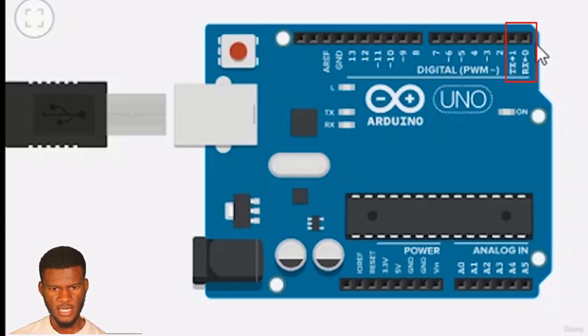At the top here, you see 0 and 1. This is for RX and TX. RX and TX simply stand for receiving and transmitting. So the RX and TX pins are for transmitting and receiving data. You will notice sometimes when we're uploading our code, the RX and TX LEDs will start blinking. That means there's a transfer of data from the computer to the Arduino.